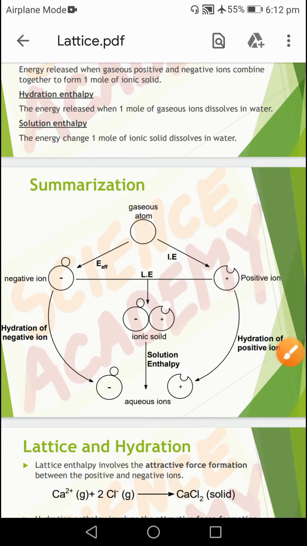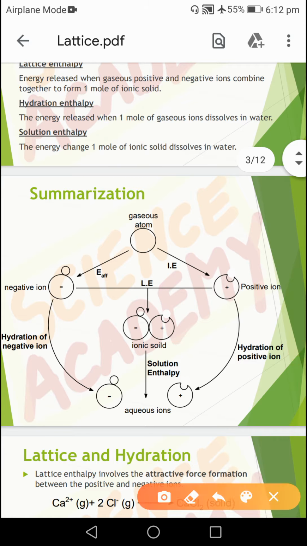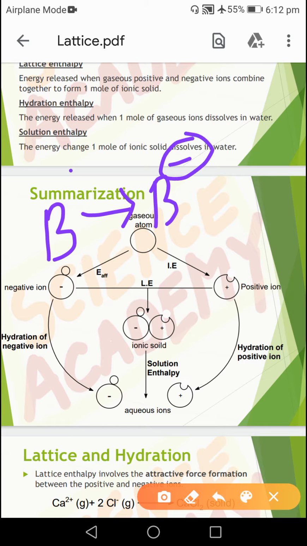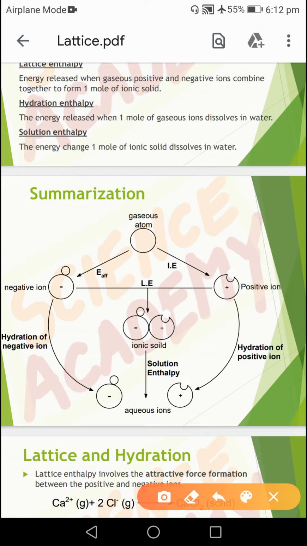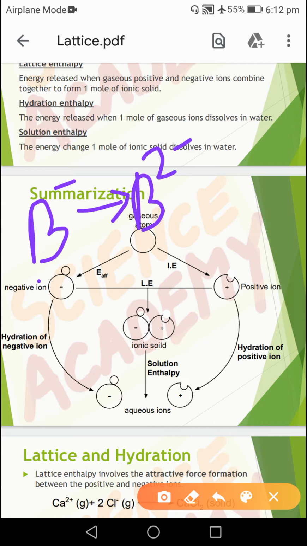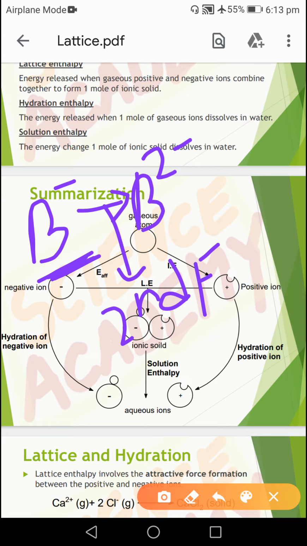Same thing goes for the electron affinity. Like when you are forming B minus from B or B zero, the energy change we call the electron affinity, first, or the first electron affinity. And when you are forming B 2 minus from B minus, we call it the second electron affinity. 2 minus is formed from 1 minus.